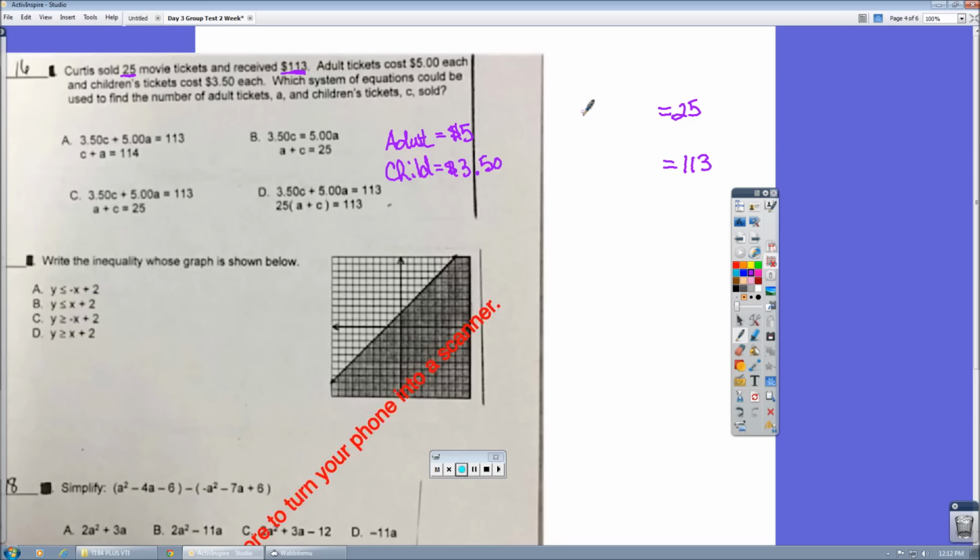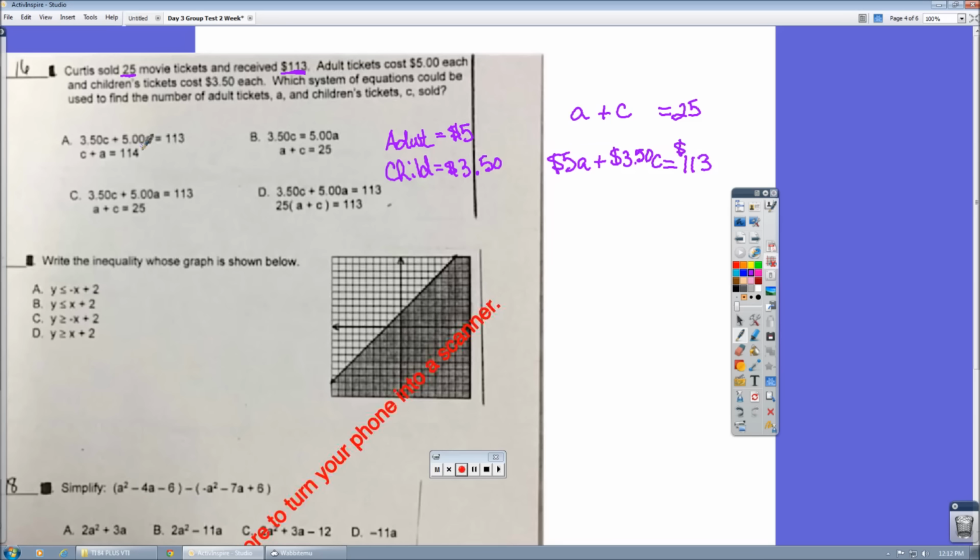Now start with how many we sold. We sold some amount of adult plus children's tickets. Those came out to 25 total tickets. Now let's apply the money. And like we said, it's $5 per adult, or 5 times A, and then $3.50 times the number of children, C. That equaled $113.